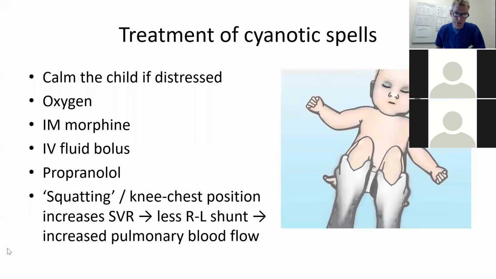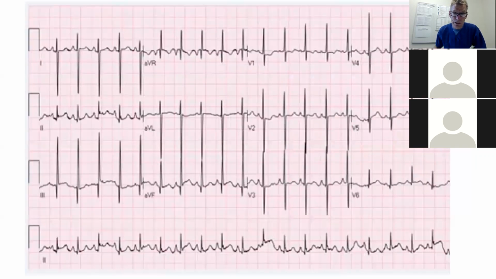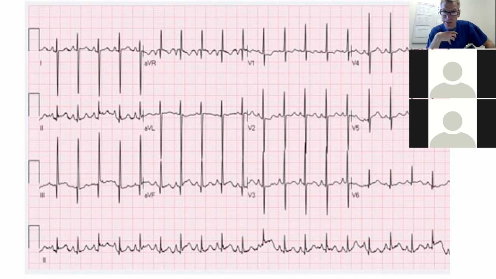You just need to know that, because we see a lot of babies who have Tetralogy of Fallot, and sometimes their spells make them very, very upset. An ECG of a child who's got Tetralogy of Fallot, what do you think it would show? We talked about ECGs last week. I want you to just think about what an ECG might show in a child with Tetralogy of Fallot.